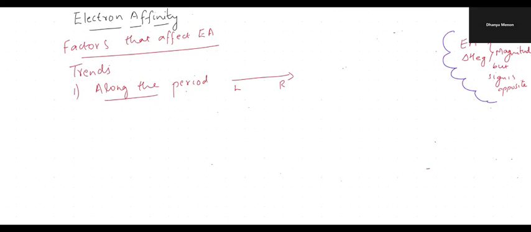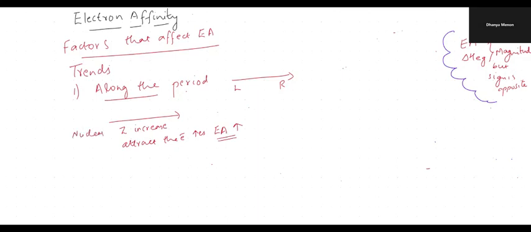Along the period, from left to right, what is happening to the charge? Charge is increasing, the nuclear charge. When charge increases, what is happening? The tendency to attract the electrons increases. So more energy is released. So electron affinity increases. From left to right, what is happening to the electron affinity? Increases. Why? Because the nuclear charge is increasing.